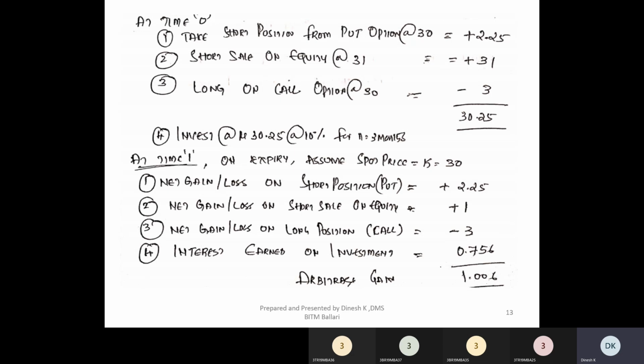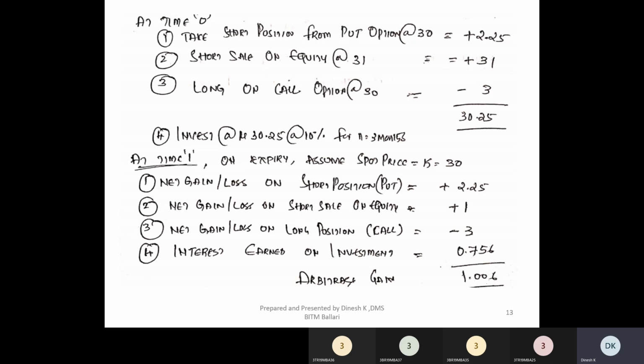Now at time T1, that is, on the last day of the 3 month contract, which is going to expire, we don't know exactly what the spot price would be on the date of expiry. So here we will assume the strike price we entered into the contract would be the spot price on the 90th day. So we'll assume the spot price to be 30. That is the reason I have written: assume S0, the spot price, is equal to K, where K is the strike price, equal to 30.